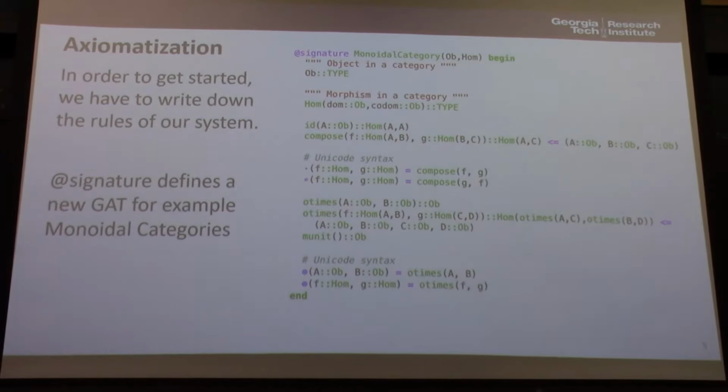And then you have some other operations. For every object, there's an identity, which is a HOM from A to A. If I compose F, which is a HOM from A to B, and G, which is a HOM from B to C, I get a HOM from A to C. That's function composition. I have some Unicode syntax, and that's awesome because Julia is awesome. It lets you write Unicode operators, so things look like math, because we're just going to use the math symbol.